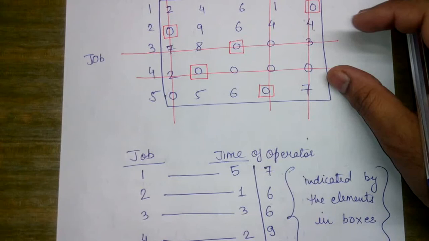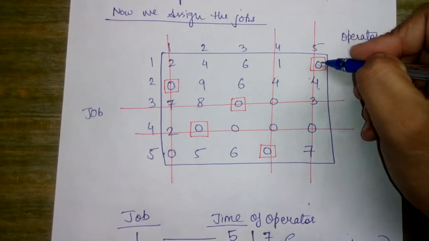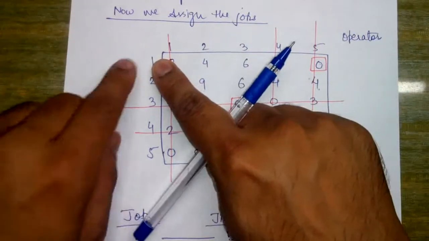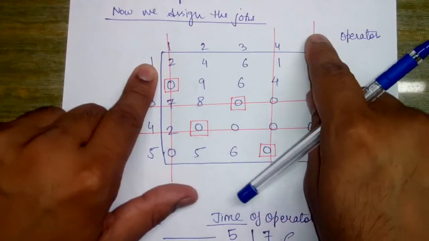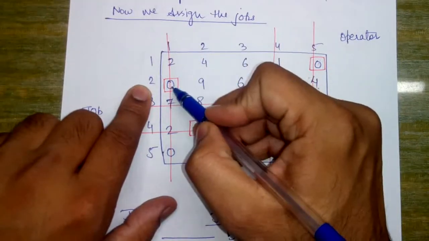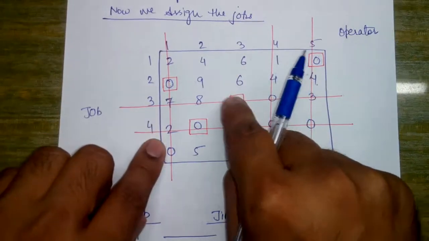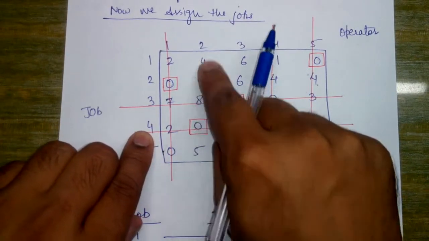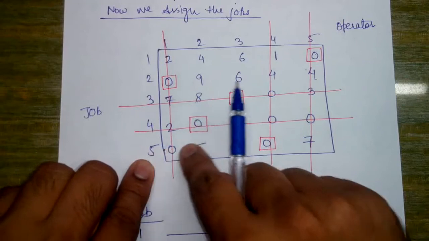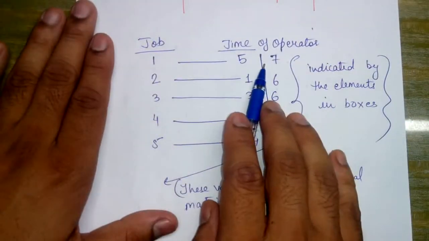Now how to represent the feasible solution? The squares which have been drawn indicate that the first job is given to the fifth operator. Second job is given to the first operator. Third job is given to the third operator. Fourth job is given to the second operator. And fifth job is given to the fourth operator. So I have written this here.